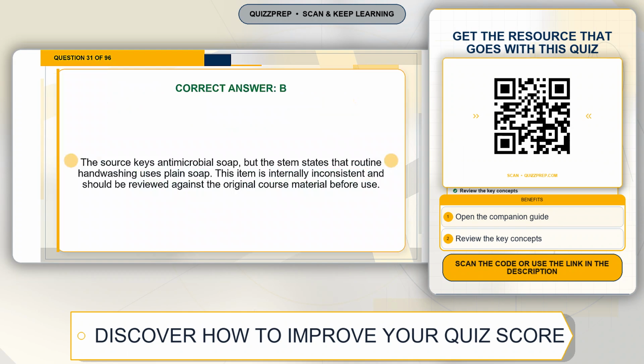Explanation. The source keys antimicrobial soap, but the stem states that routine handwashing uses plain soap. This item is internally inconsistent and should be reviewed against the original course material before use.